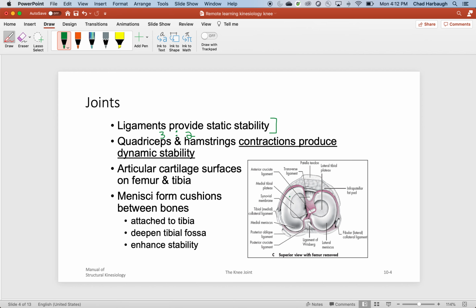Again, as I mentioned earlier, with the meniscus, we see here the medial meniscus has more of an open C shape. The medial meniscus is also a little bit larger and thicker because it bears the majority of the weight, versus the lateral meniscus, which has more of a closed C shape and does not bear the majority of the weight. These meniscus structures are composed of fibrocartilage, and their main job is cushion, support and shock absorption. They help deepen the tibial fossa and also enhance the stability of the knee joint.